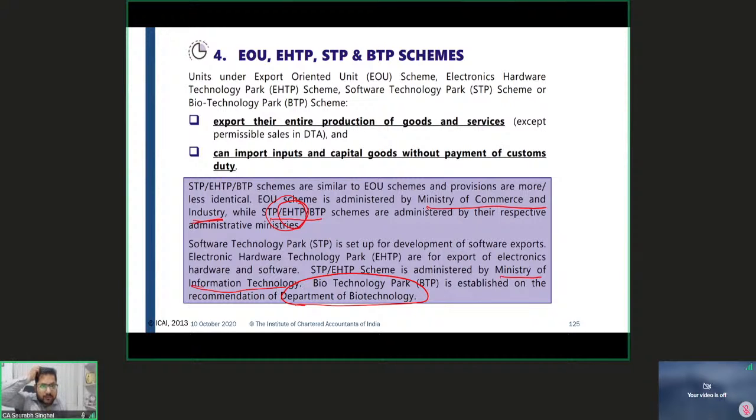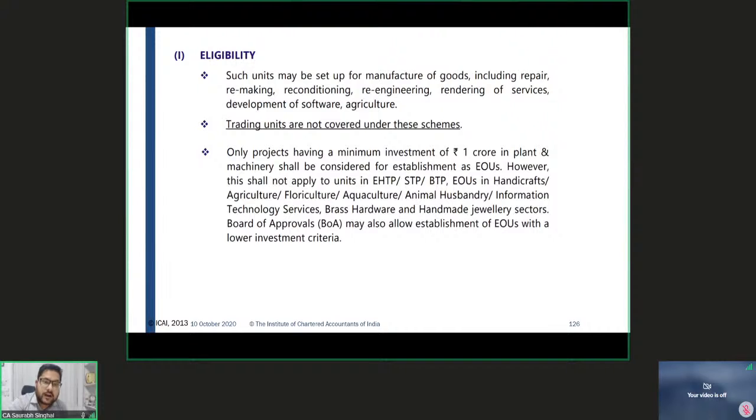Suppose you make a minimum investment for manufacturing goods, which are electronic hardware, or for developing software which are to be exported, or for some biotechnology products, or for some other type of goods to be manufactured in India or services to be provided from India, you can apply for an EOU, EHTP, STP or BTP unit in the concerned ministry. In the concerned ministry, the Board of Approval is the board which will grant you this status.